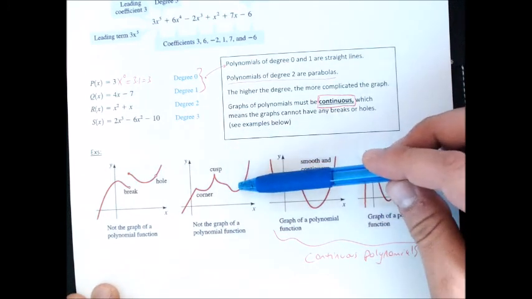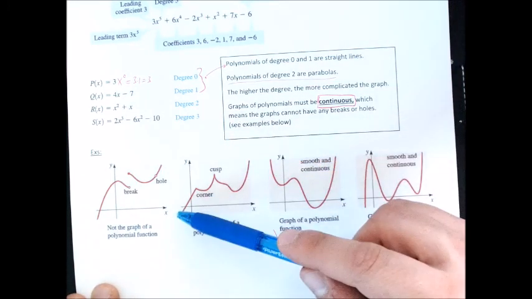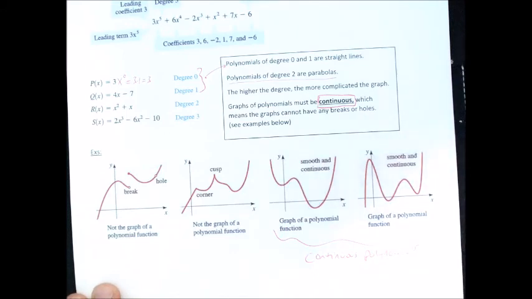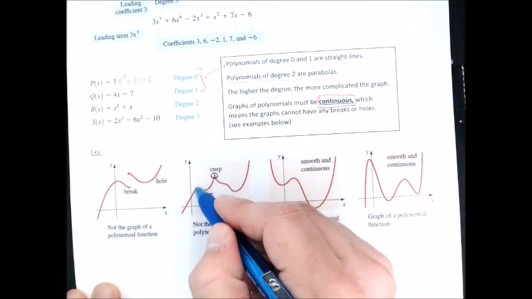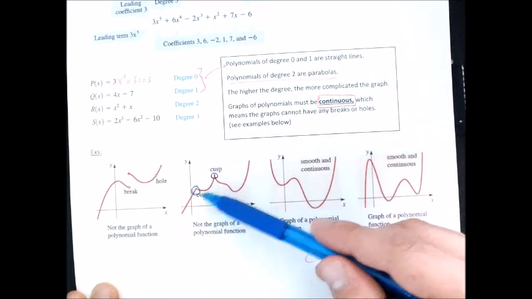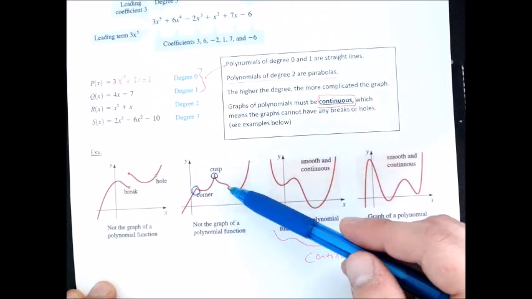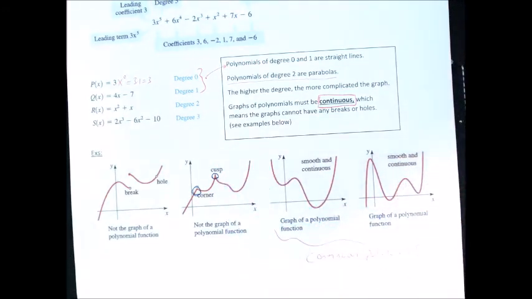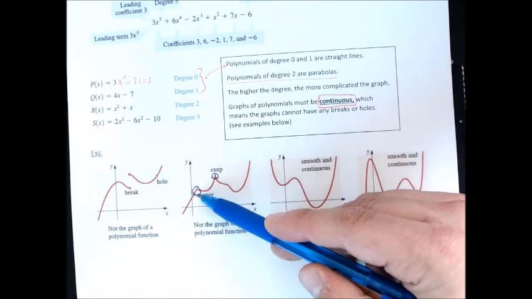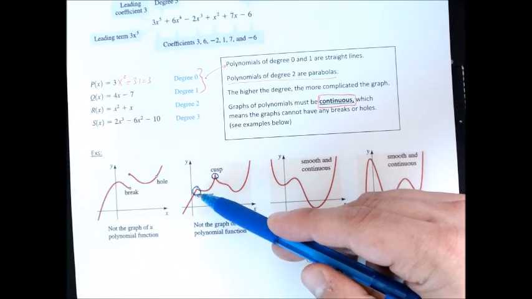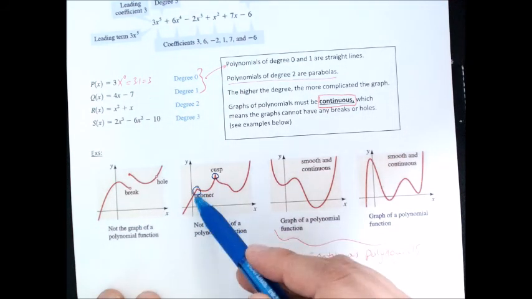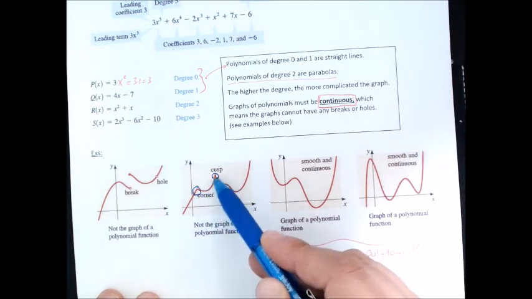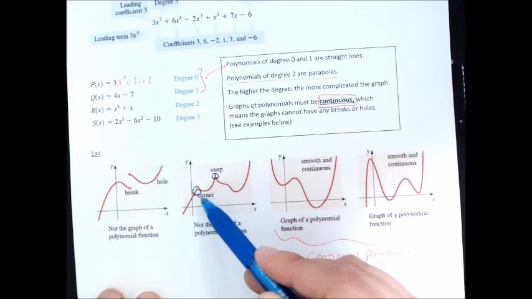This one looks like it's continuous in that there aren't any breaks in it, but it has a cusp, which looks like this, and a corner, which looks like this. Cusps and corners are indications that we don't have whole-powered exponents. Whenever you have a cusp or a corner, it means that your exponent is not a whole power. I'm not going to ask you that question, but that's how I know that those aren't polynomials, because those indicate that we don't have whole-powered exponents.